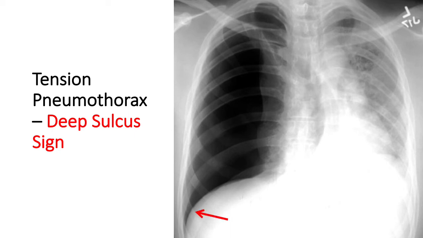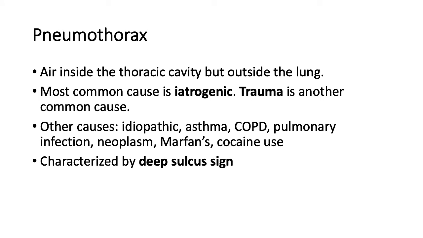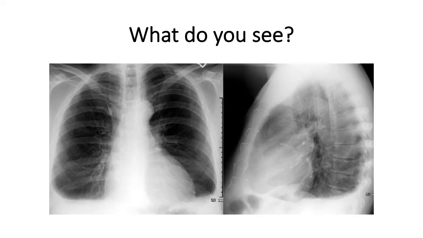Here's the deep sulcus, and here's the outline of the pleura. Pneumothorax is defined as air in the thoracic cavity but outside the lung. The most common cause is iatrogenic, such as during surgery or central line placement. Trauma, such as motor vehicle accident, is another common cause. I've listed some other potential causes below, and as we have learned, the classic imaging finding is the deep sulcus sign.